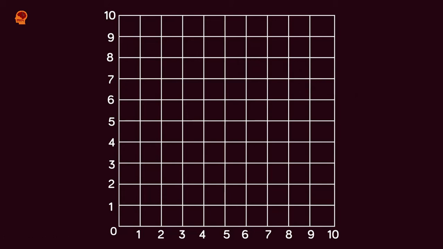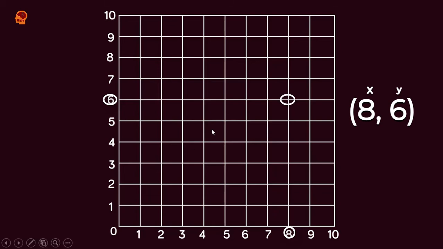Now what if we have it flipped? For example, you have 8 on 6. Let's see if it's still going to give us the same point on the map. First we label x and y. Then you check the value of x on the x-axis. This is 8, and then we move up to where 6 is. You see it is very different. It is different because of the ordered pair.